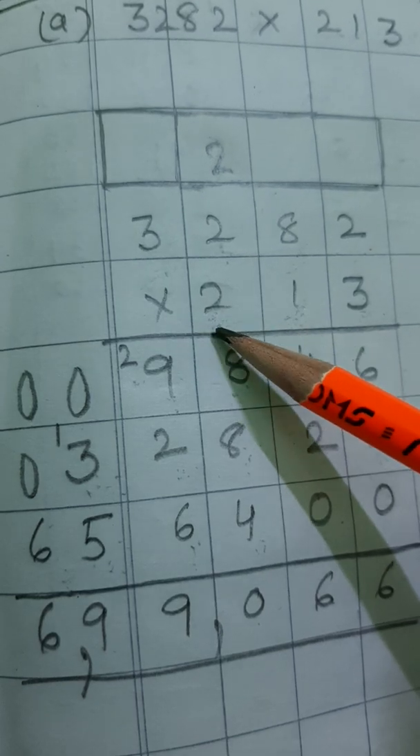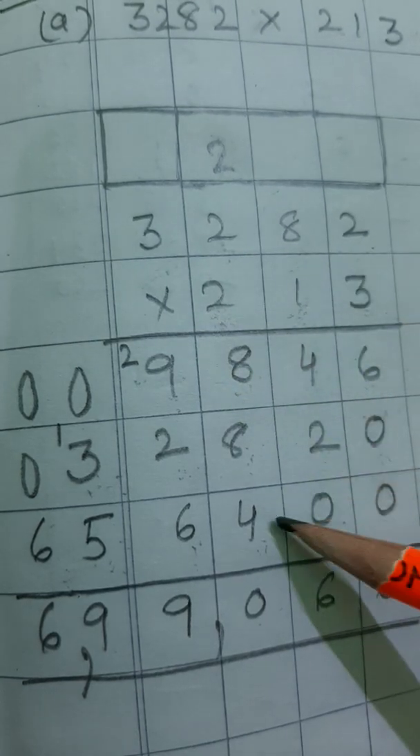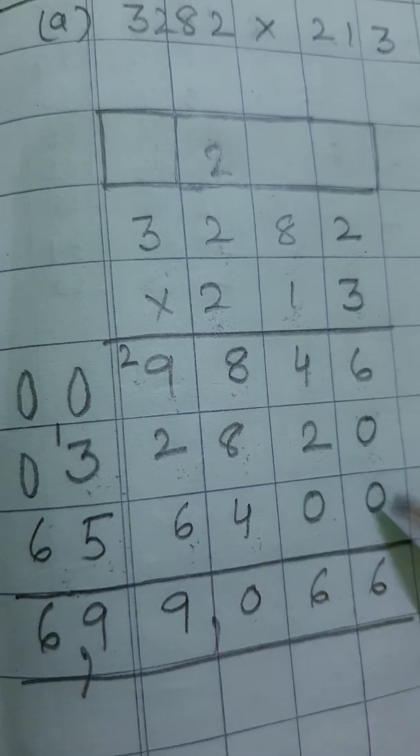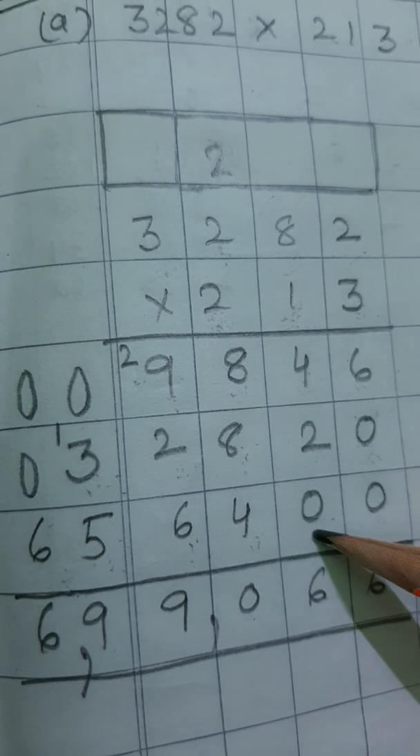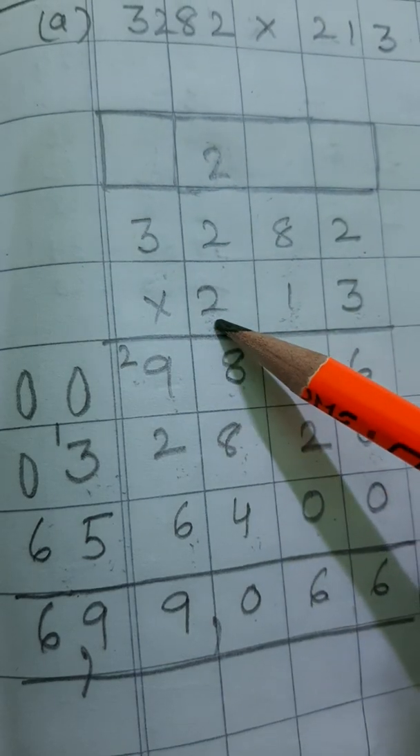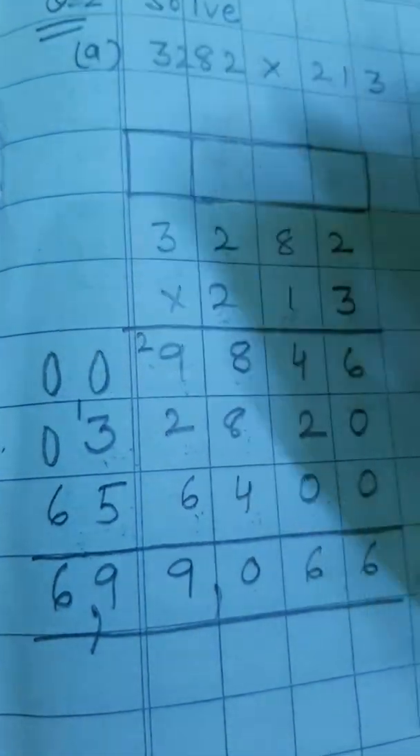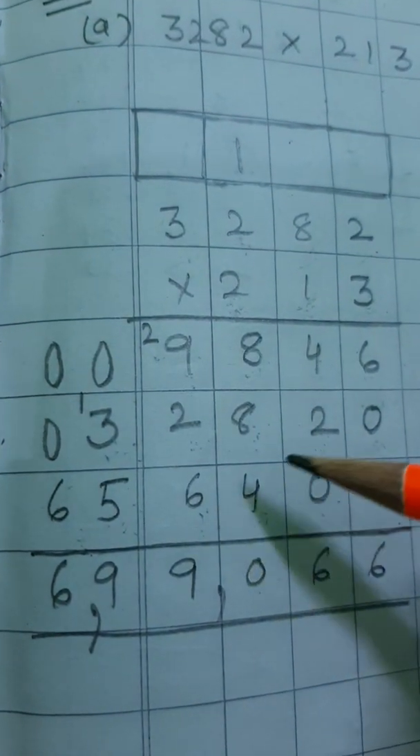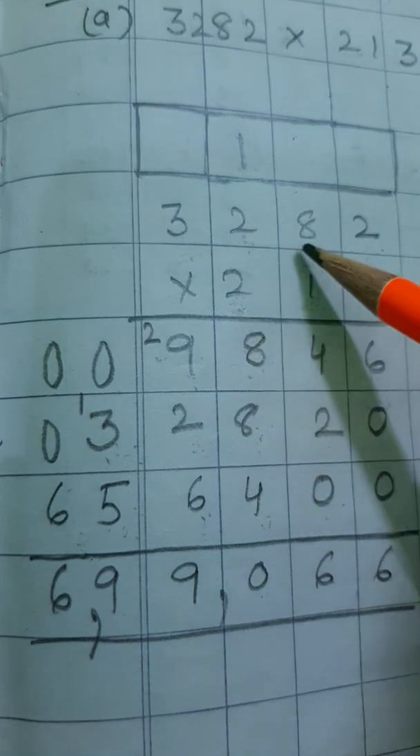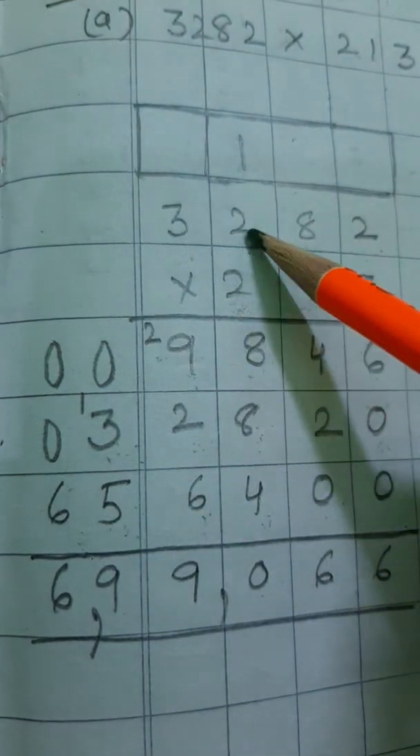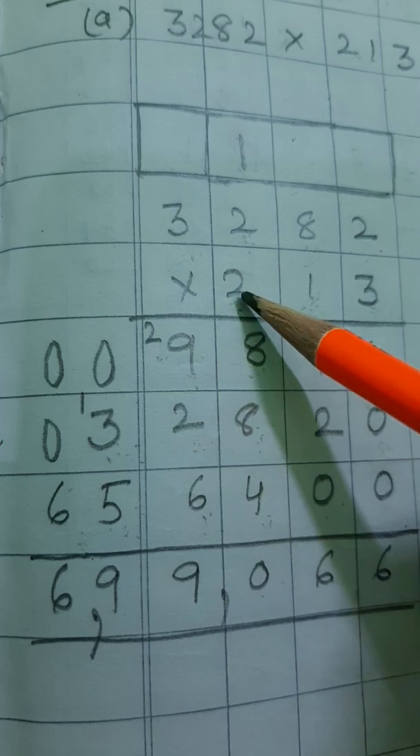Next, coming to the digit at hundreds place, that is 2. So multiply it by 2. But before doing that, put zeros at the places ones and tens. 2 twos are 4. 2 eights are 16, 6, 1 carry. Now for doing that, always erase the carryovers of the previous digit and write 1 here. And 2 twos are 4. 2 eights are 16, 6, 1 carry, 2 twos are 4, 4 plus 1 is 5, 2 threes are 6. So write 6.